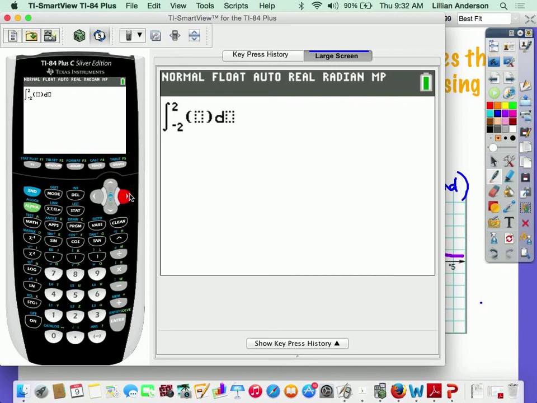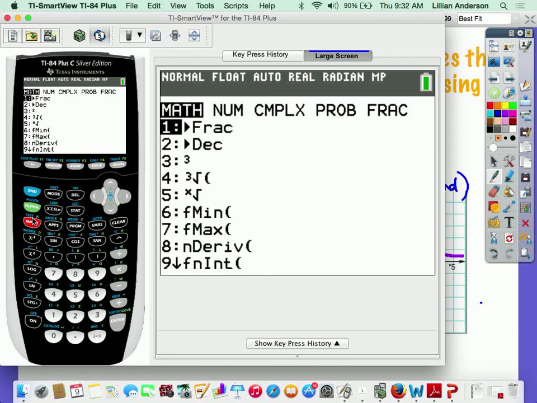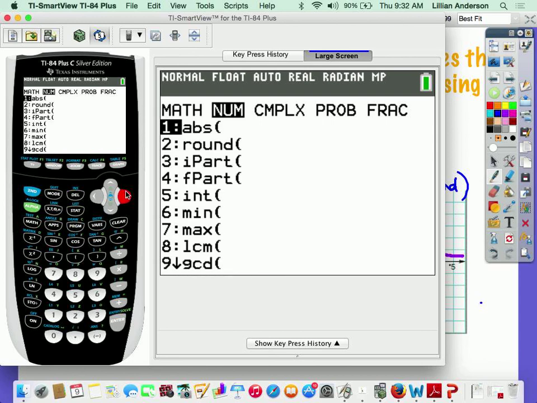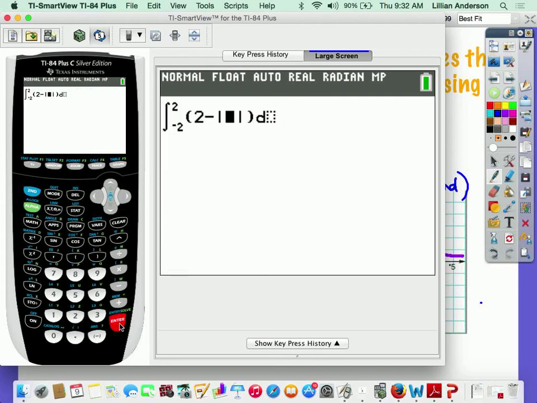Everyone else, if your calculator looks like this, it's very simple. 2 minus the absolute value: you press the math button, go over to number, and there it is, ABS. Then you type in an x. If yours is like mine, it will pop up the absolute value bars. If not, it'll say ABS, and then you have to close off that parenthesis.